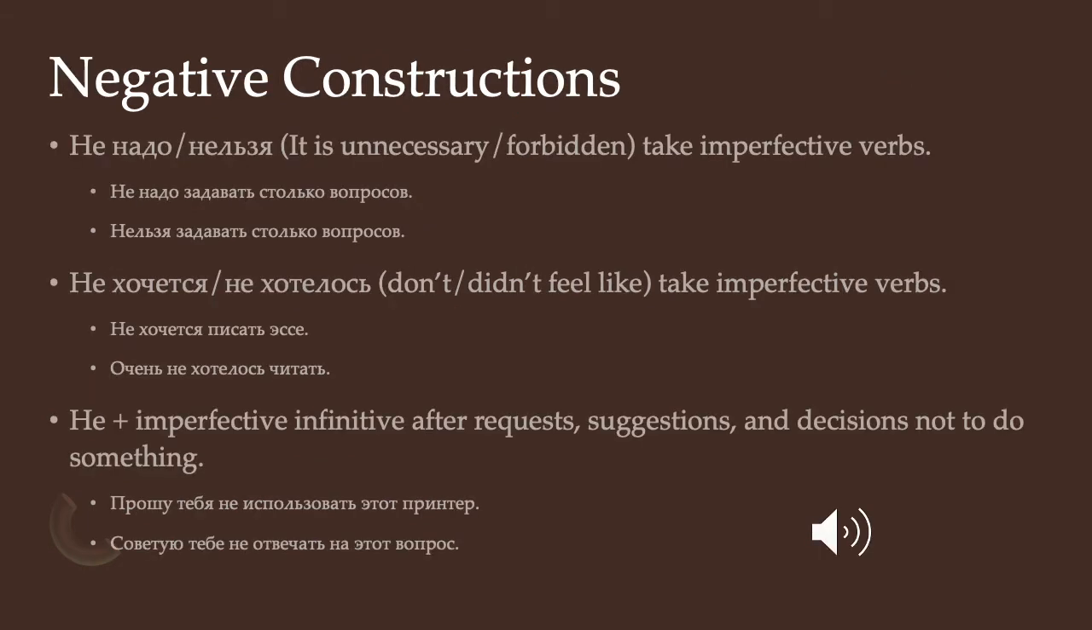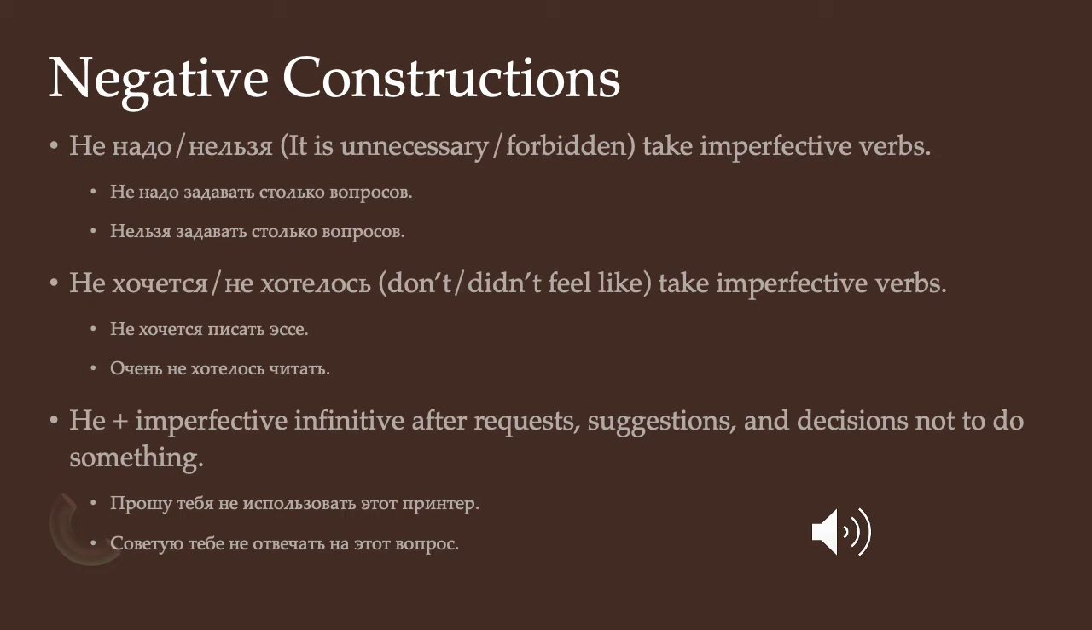We also use the infinitive of an imperfective verb in these negative constructions: не надо, нельзя, or don't do something. So не надо, it is unnecessary or don't do it, or нельзя, it is forbidden or impossible, take imperfective verbs in the infinitive form. So we could say, for example, Не надо задавать столько вопросов. You don't need to ask so many questions, or don't ask so many questions. Нельзя задавать столько вопросов. It is forbidden or impossible to ask so many questions.